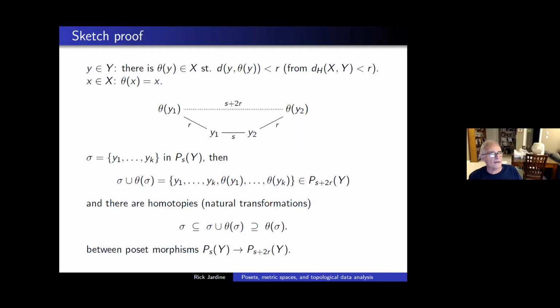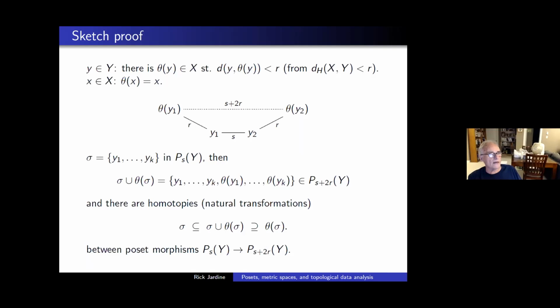Suppose I give you an element of the bigger set Y, and then the condition means that there's an element close to it in X whose distance is less than R. R is a specific number. So I'm going to call the element in X which is close to it theta of y. If x started life inside X, I can just let theta of x be x. That gives me a function from Y back to X, okay?